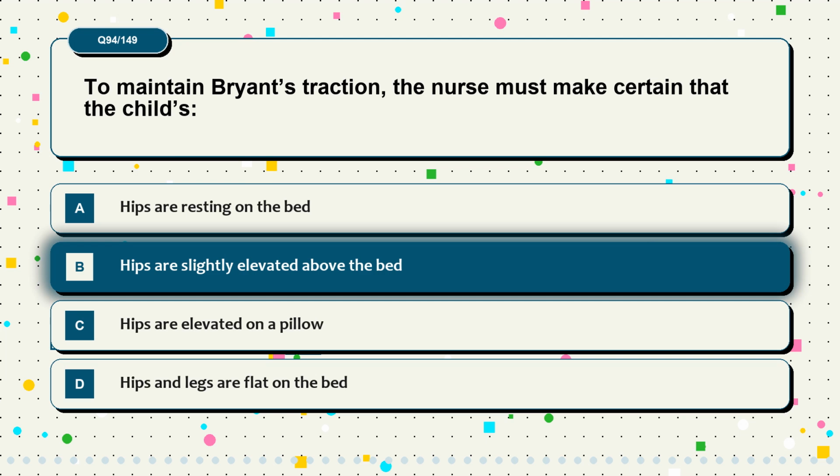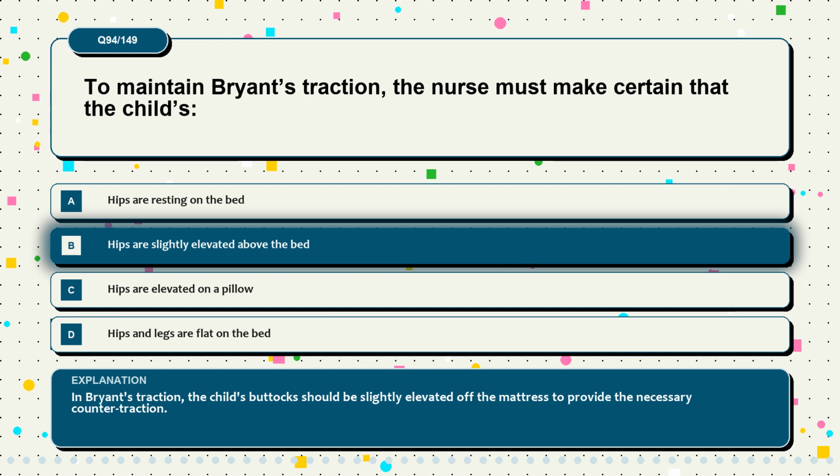The correct answer is option B. Hips are slightly elevated above the bed. In Bryan's traction, the child's buttocks should be slightly elevated off the mattress to provide the necessary countertraction.